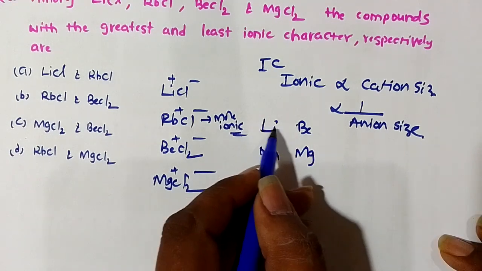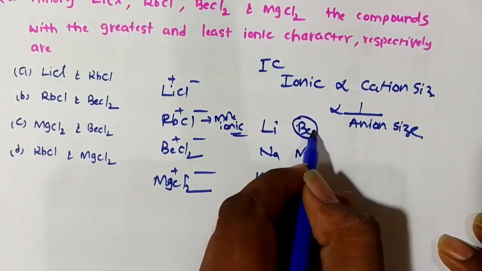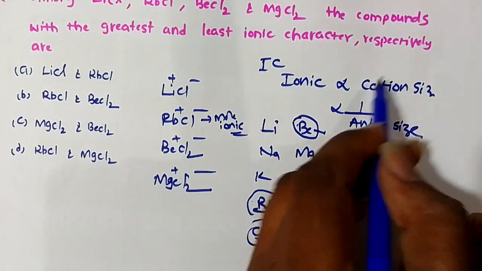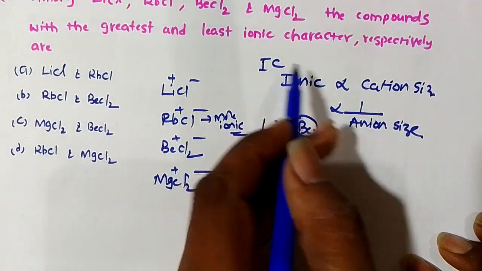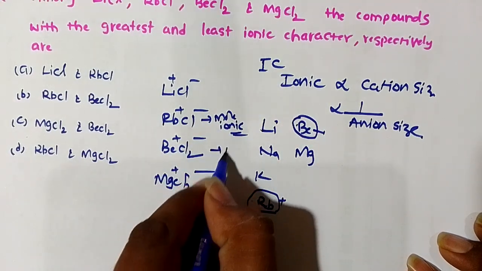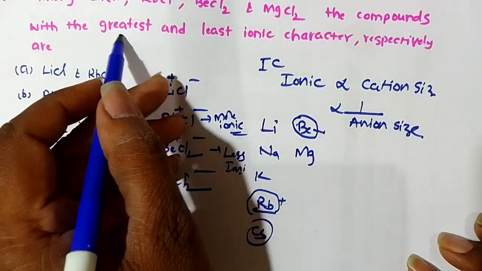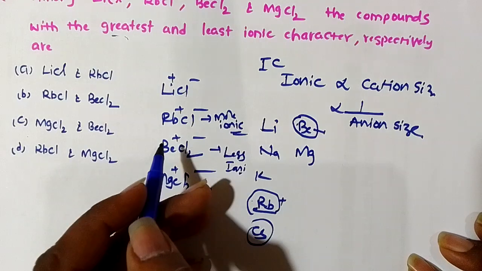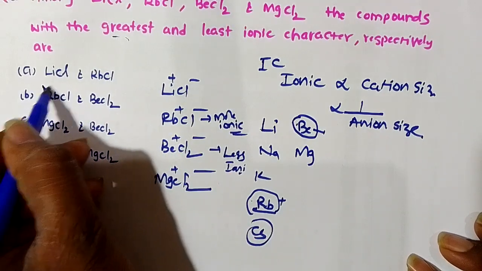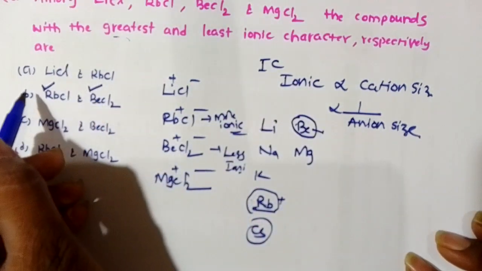When we move from left to right, the size decreases. That's why the beryllium ion is small in size. If the size of the cation is less, the ionic character is less. Now BeCl2 has the least ionic character. What is the greatest ionic character? RbCl is the greatest ionic character, and BeCl2 is the least ionic character. The answer is B.